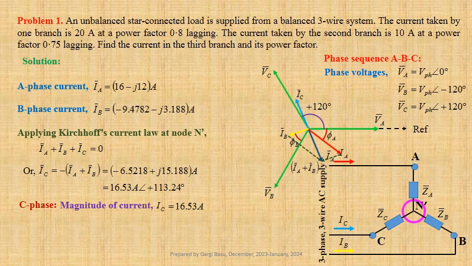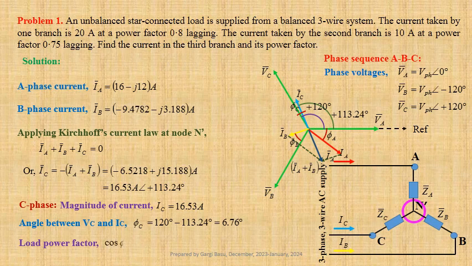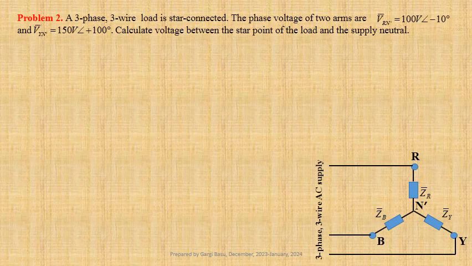Angle between VC and IC, phi C equals 120 degree minus 113.24 degree, that gives us 6.76 degree. Let us now calculate the load power factor. Cos phi C equals cos of 6.76 degree, that gives us 0.993 lagging.